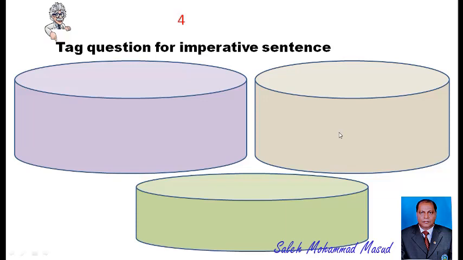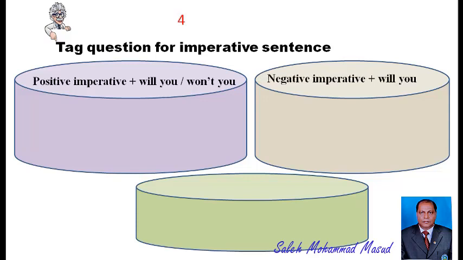Okay, if the imperative sentence is positive, for making a tag we have to use will you or won't you, and if the imperative sentence is negative, for making a tag we have to use will you. Here are some examples.